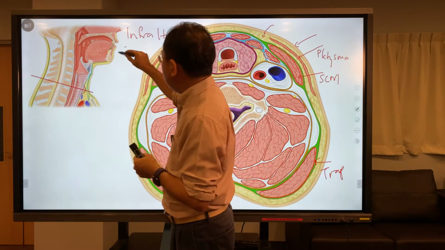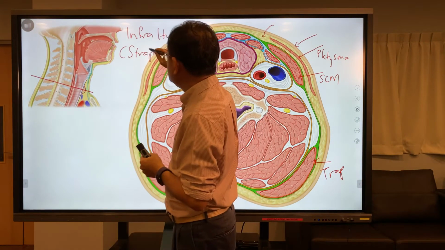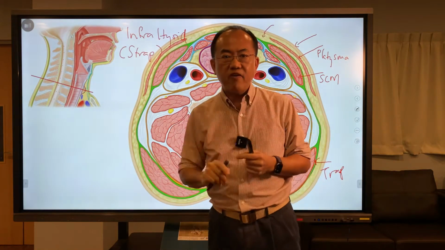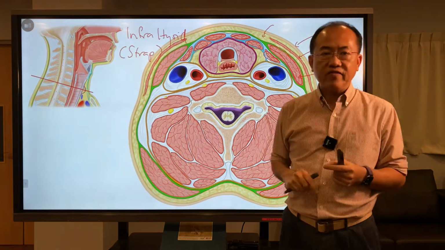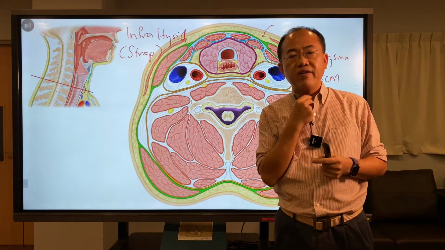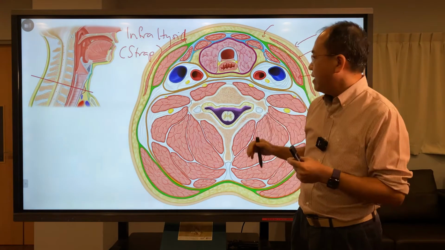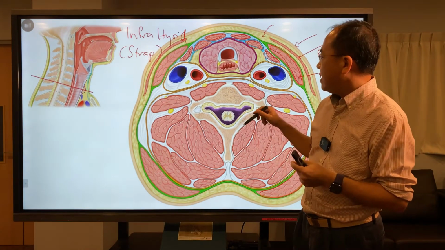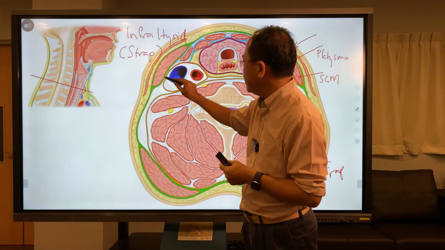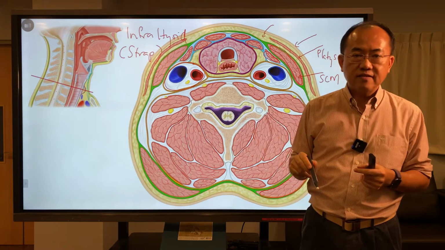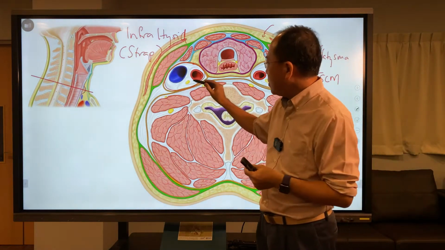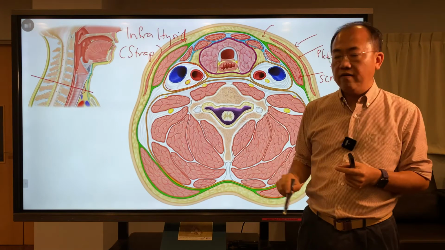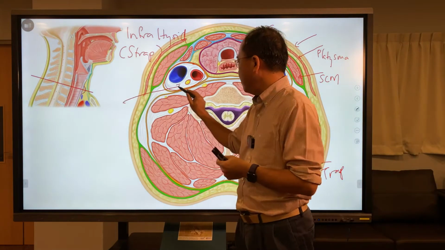Because of their appearance, they are also known as strap muscles. They are made of four muscles, which I'll go through with you later. These are found in front of the viscera, in front of the thyroid, the larynx and the trachea. And then, posterolaterally, you have the neurovascular bundle: carotid artery, internal jugular vein. And in between, there's a very, very important nerve.